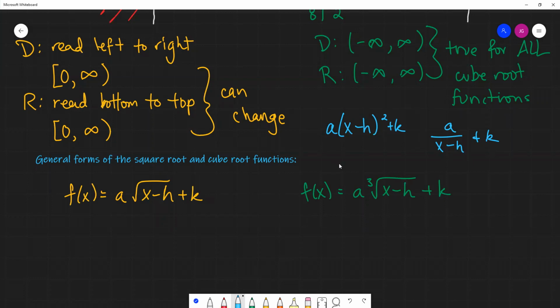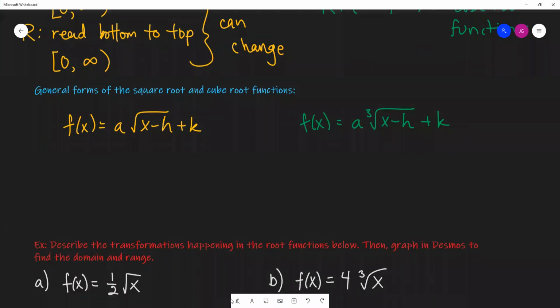This h, k, a stuff is very nice because it always tells us the same thing. A is a vertical stretch or shrink, and then sometimes a reflection. H is left to right translation, horizontal translation, and then k is up and down vertical translation. So let's write that. And it's going to be the same for both.